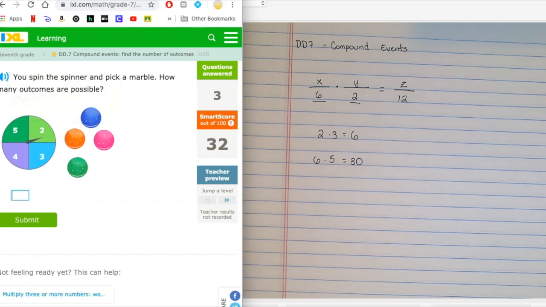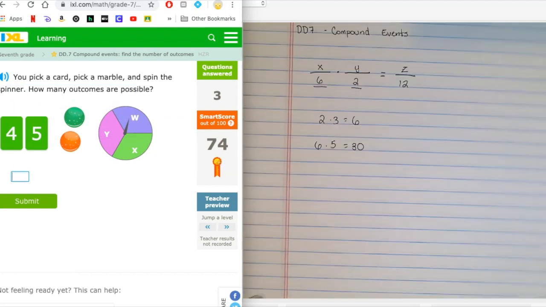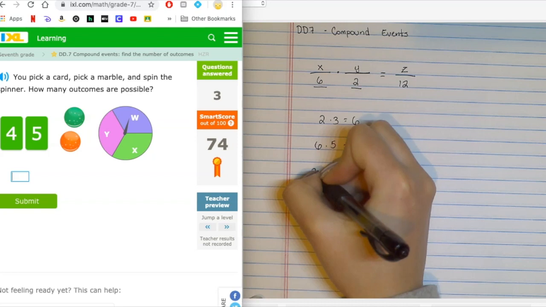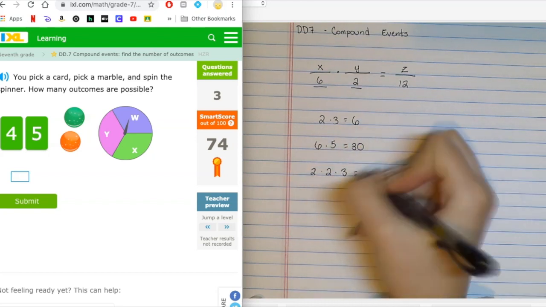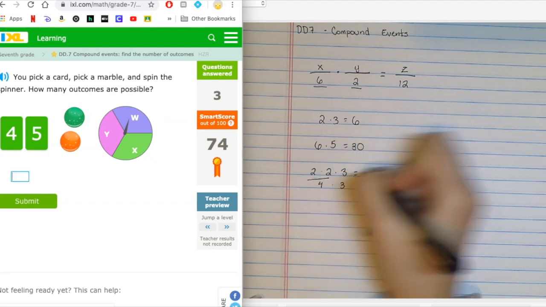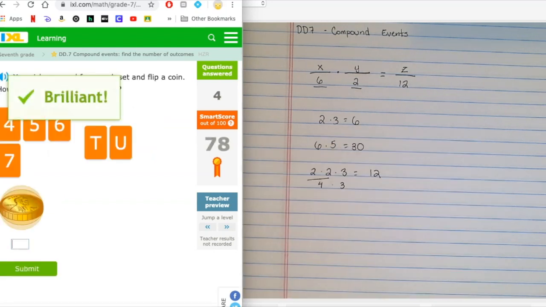Okay, let's skip a level and see if they get any more complicated. Alright, so you pick a card, a marble, and spin the spinner. How many outcomes are possible? So now we have 3 numbers, and it looks like there are only 2 cards, 2 marbles, and 3 choices on the spinner. So 2 times 2 is 4 times 3 is 12, so it looks like we'll have 12 possible outcomes.